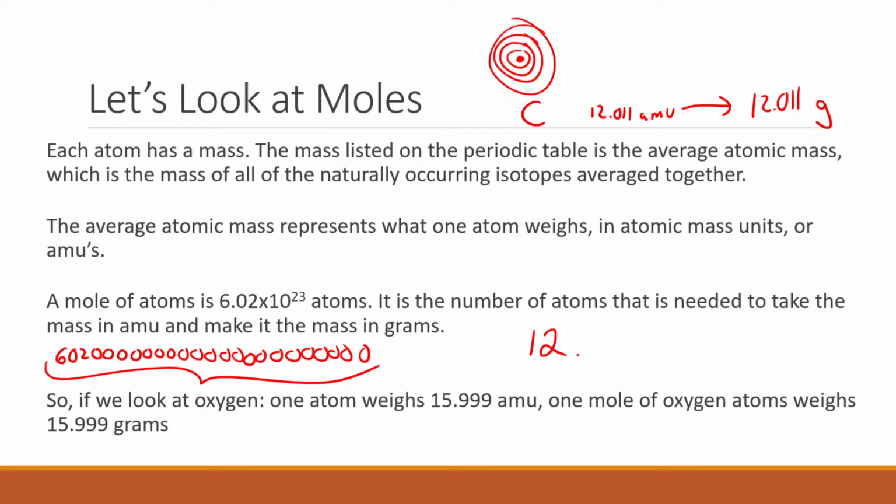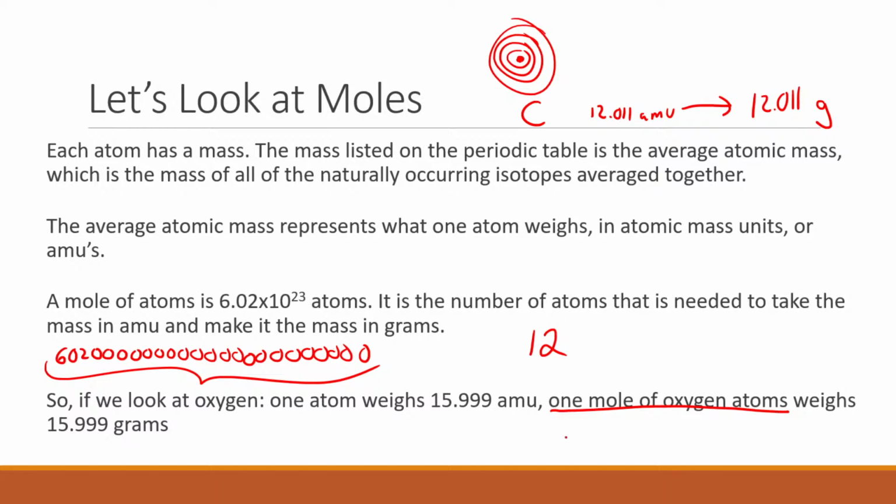I can tell you that a dozen donuts weighs 1.5 pounds. And you know how many donuts that is. But if I say a dozen of everything weighs 1.5 pounds, that doesn't make any sense. A mole of oxygen, specifically 1 mole of oxygen atoms, weighs 15.999 grams. A mole of carbon atoms weighs 12.011 grams.